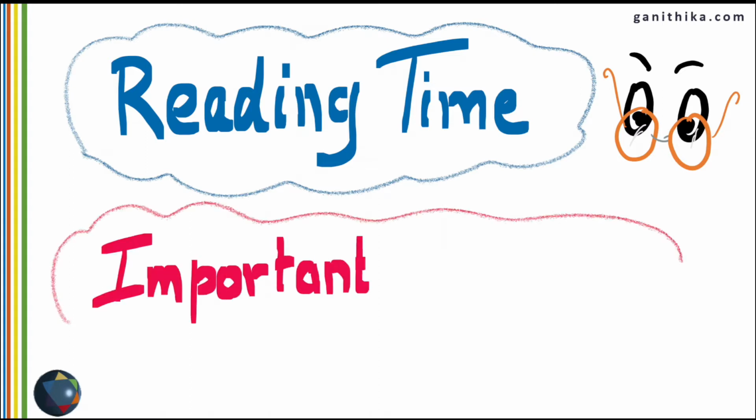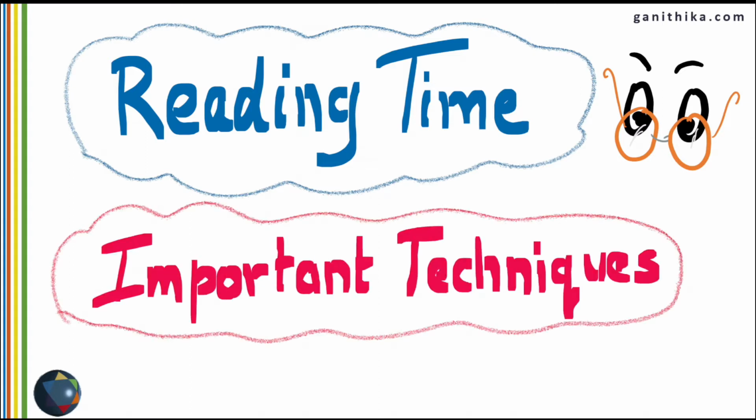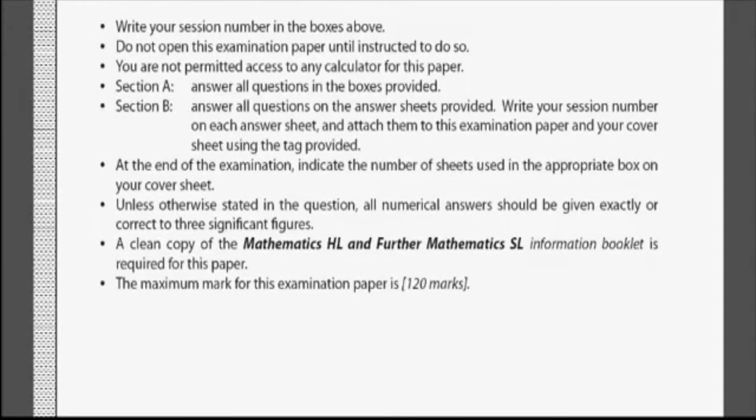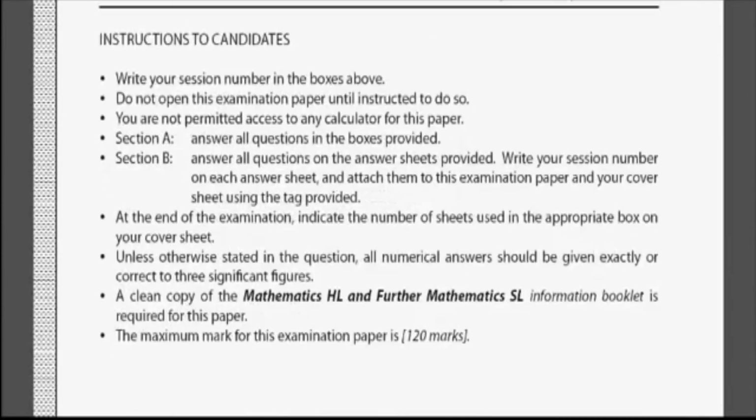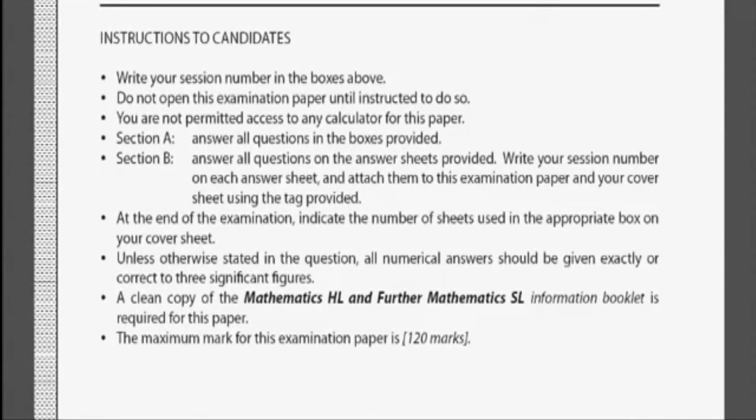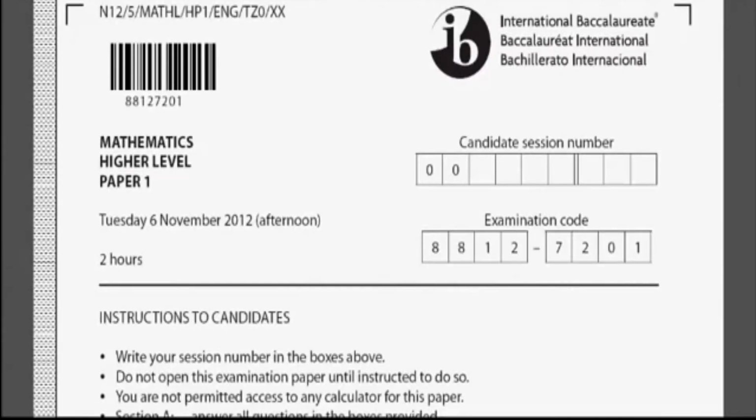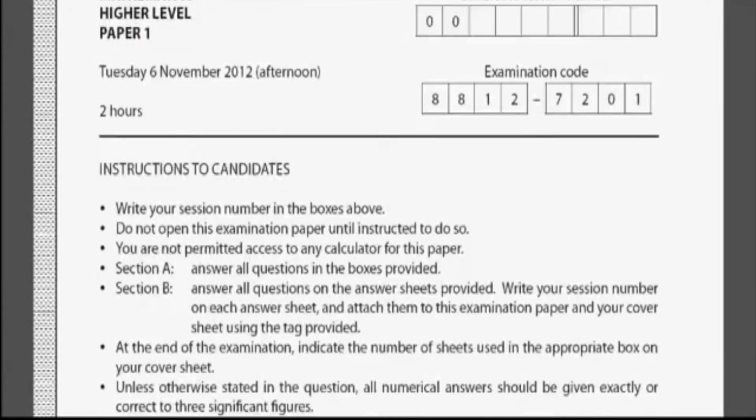I'm also going to introduce some important techniques in approaching each type of question in this paper so that you can apply the same techniques for your papers. Using these techniques will definitely improve your scores in these papers. Let's go into the paper now. In this video, we are going to see different techniques in solving papers in your exams. Now I'm going to take November 2012 paper 1.